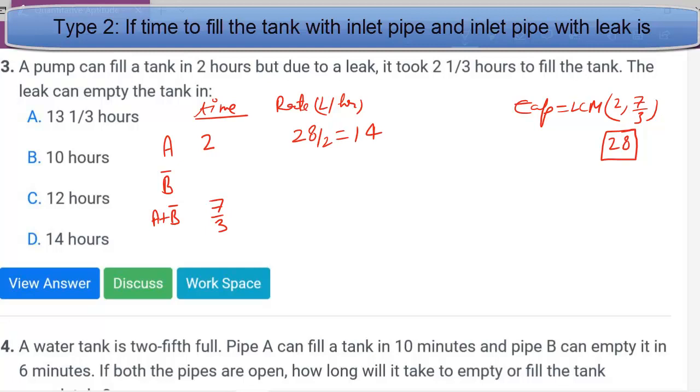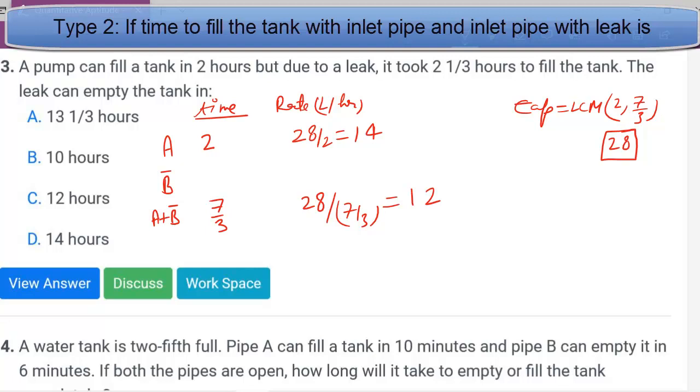And both combined, I mean when this inlet and outlet both are combined, so they are filling effectively 28 divided by 7 by 3, that means 12, right? So from this you can find out how much B is emptying, because A is filling 14.